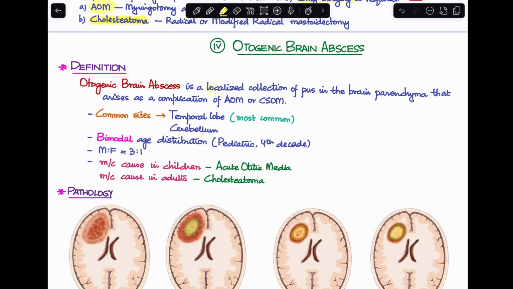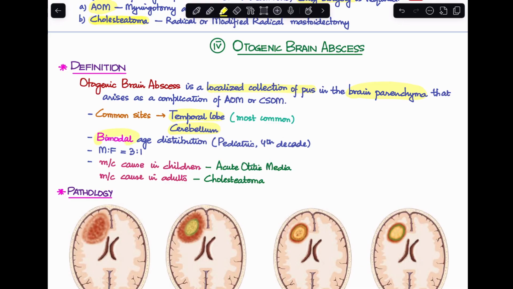This is a localized collection of pus that occurs in the brain parenchyma. And again, it ends up being a complication of either acute or chronic otitis media. Now, the most common site is the temporal lobe, and the second one is the cerebellum.